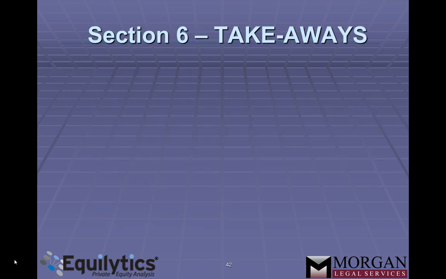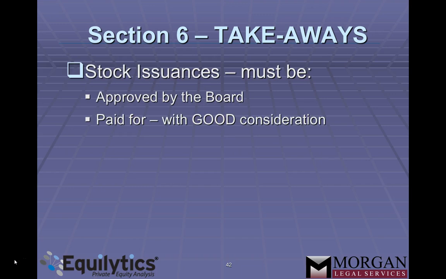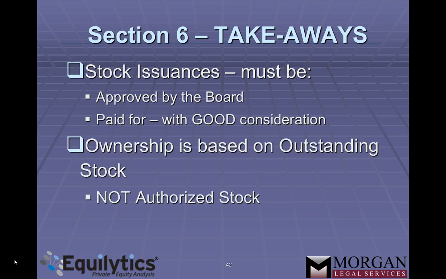Okay, so what have we learned in this section? First of all, stock issuances must be both approved by the board and paid for with good consideration. Cash is good. Property is good. Past services is good. Future services is not good. Ownership is based on outstanding stock. Percent ownership of a company is based on what's issued and outstanding. It is not based on authorized stock.